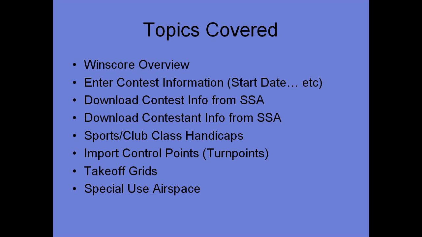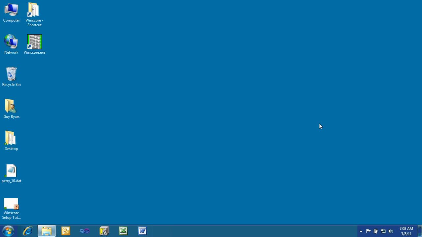Topics we're going to cover: a general overview of the Winscore user interface, how to enter the contest information, start date, location, etc., how to download contest information from the SSA, and how to download the contestant information from the SSA database. I'm going to touch briefly on handicaps, control points, turn points, takeoff grids, and special use airspace. So let's go ahead and get started.